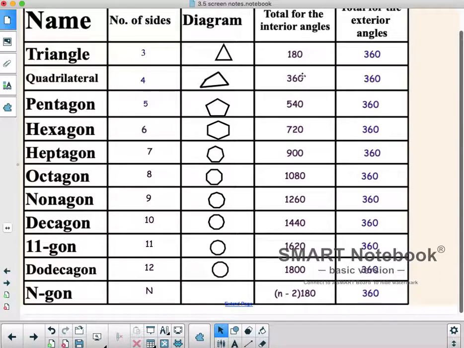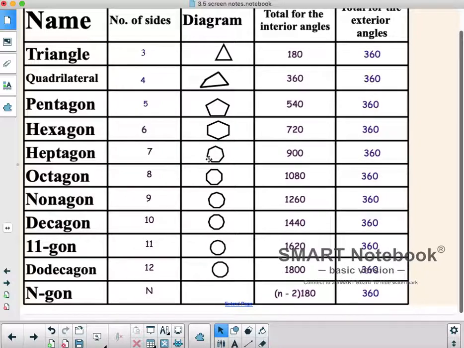The total for the interior angles, so when you add up all the angles inside any of these figures, I give you the totals through 12 sides. For anything bigger than 12 sides, you're going to use this formula. This formula tells you what the total of your interior angles is. So I got these numbers by taking, if I was going to do a heptagon, 7 minus 2, which is 5, and then 5 times 180. That's how I got 900.